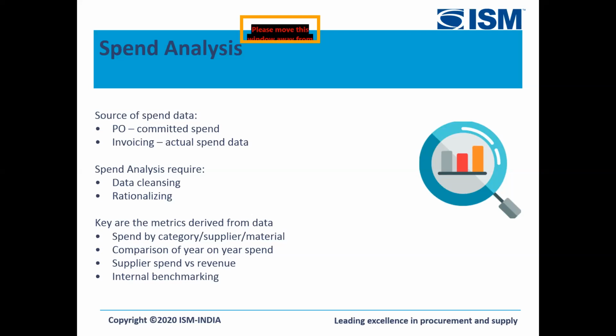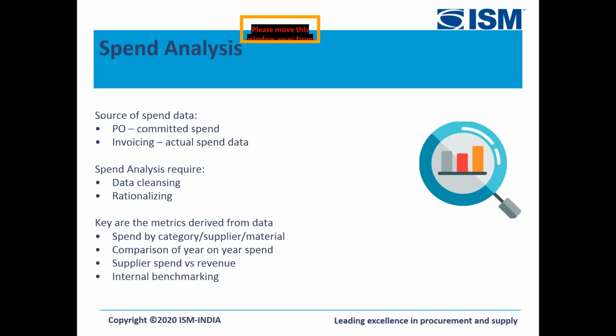Now, the metrics that we can derive are that we can understand the spend by category, by supplier, by material, and it obviously depends on how the data is available with you, whether each line has the bifurcation in the PO with respect to what the short text or description was for the purchase order, and what material category was aligned to this spend.